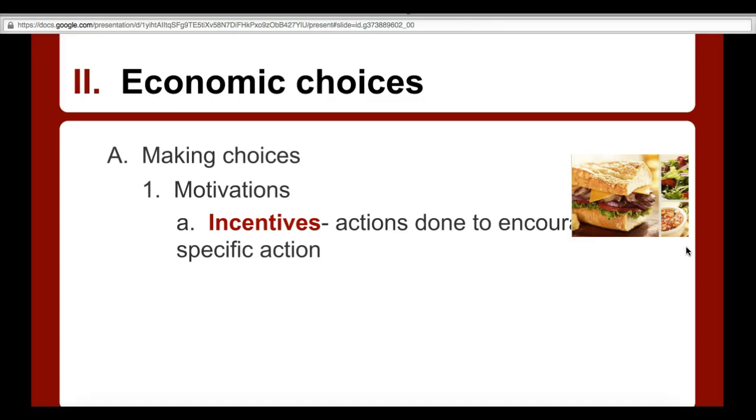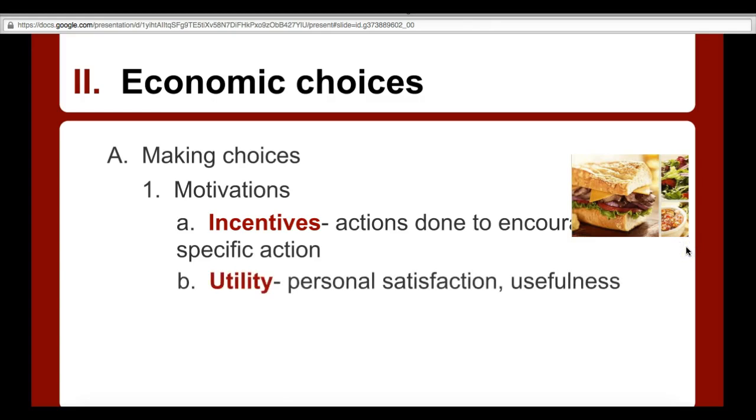So we can also talk about motivations are good, incentives are good, but they also have to provide you with personal satisfaction. You also have to like those incentives. This is what we call utility. Utility is the personal satisfaction or usefulness you get out of a particular product. Now, utility varies from person to person and it varies over time.